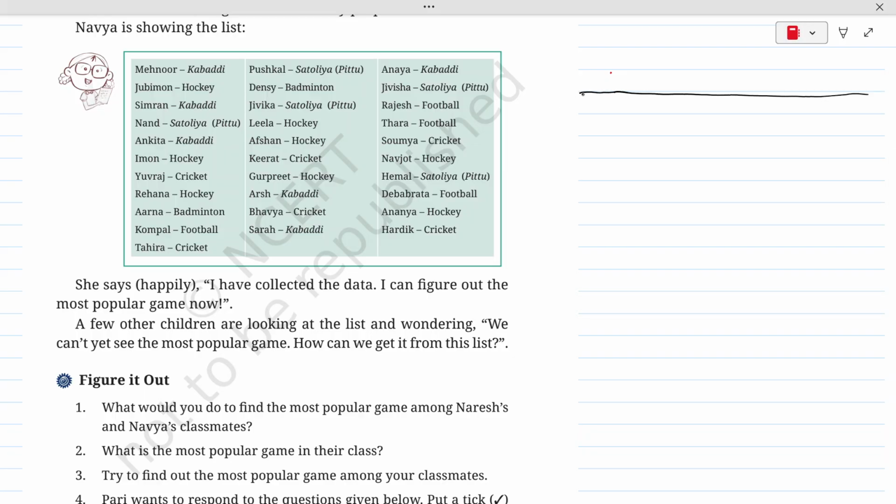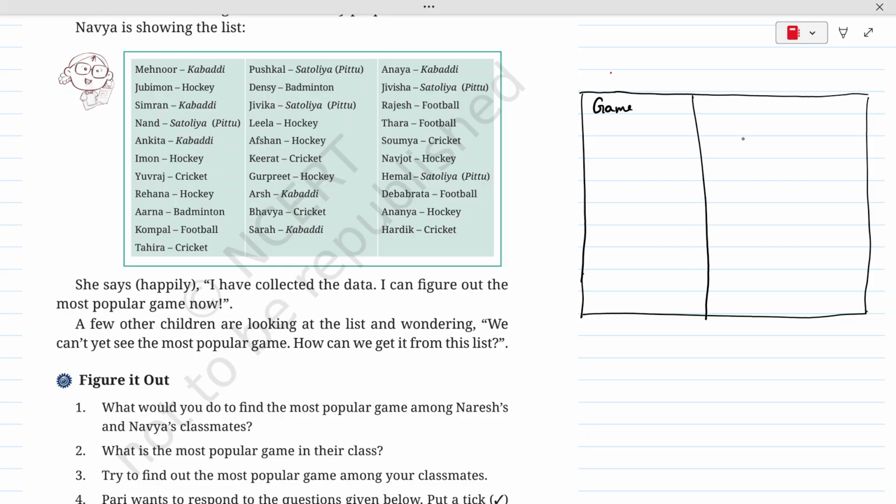This table will contain the name of the game. Okay, so I'm writing this as the game, and then the number of students liking that game. Okay, so let's start here.